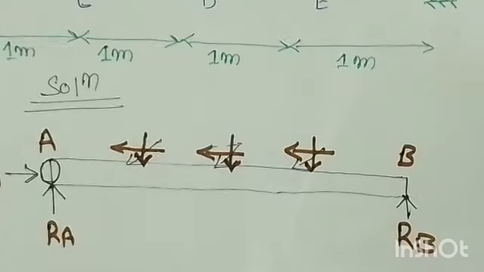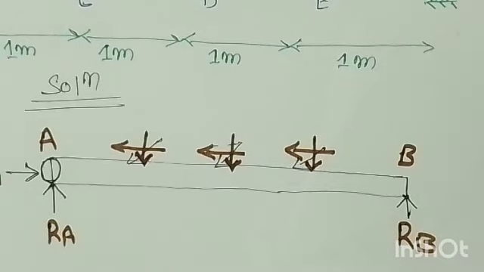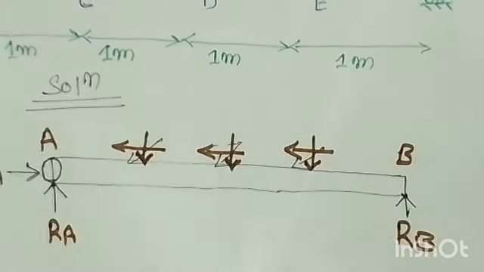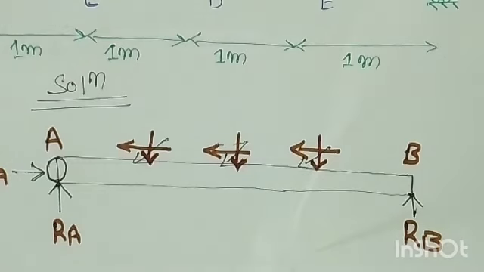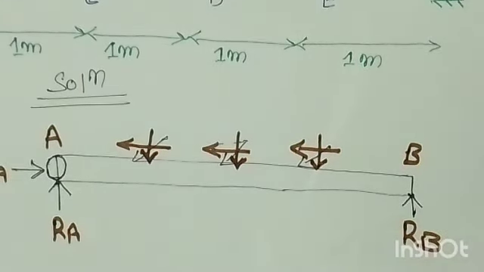Now we have to draw the SF diagram and BMD diagrams. For the shear force diagram, we need to know the reaction at A and B, that means the vertical reaction at A and B. And for the thrust diagram, we need to know the horizontal reaction. The thrust diagram is also known as the axial force diagram. So first of all, we need to find out RA and RB.